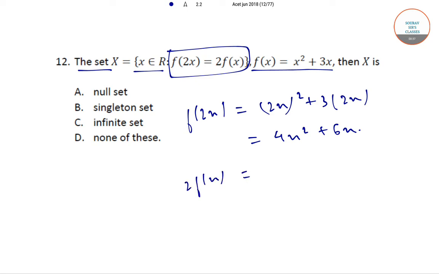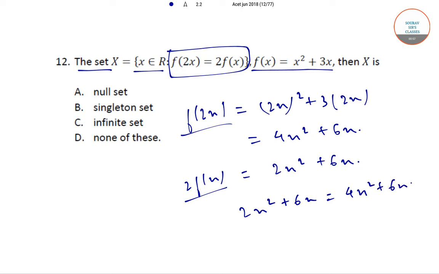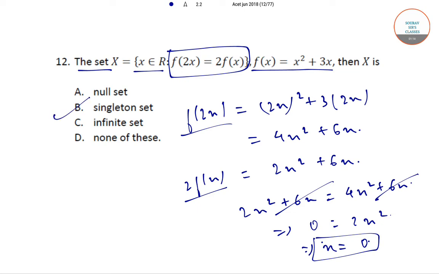and 2 of f(x) is equal to 2x squared plus 6x. So now for these two to be equal, 2x squared plus 6x is equal to 4x squared plus 6x. 6x cancels out from both sides and we get 0 is equal to 2x squared on subtracting 2x squared from both sides. Or from this we get x to be equal to 0. So it is a singleton set. Option B is the correct answer.